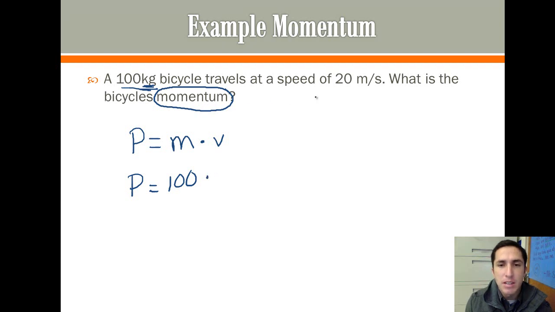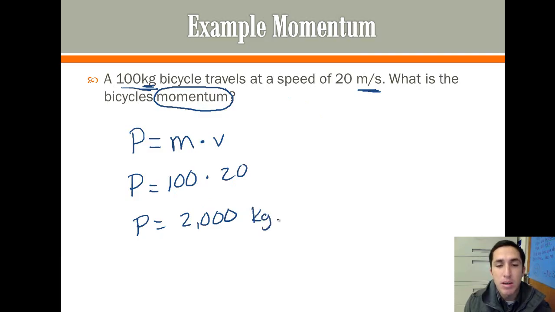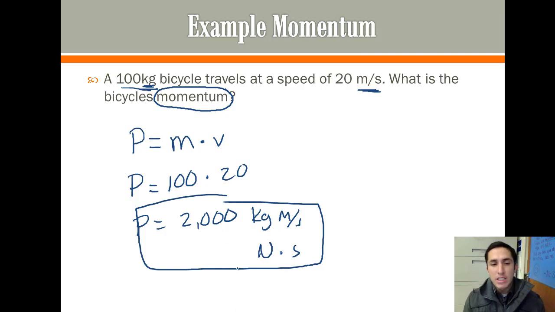Times. Do they give us a velocity? Yes. I see meters per second. They give us that. So, I guess we just multiply these, I'm guessing. 100 times 20 is... don't say 200. Good, it is 2,000. Don't forget to label your units. Kilogram meters per second. Or, of course, you can write Newton seconds. There's your answer. That's your momentum of the object.